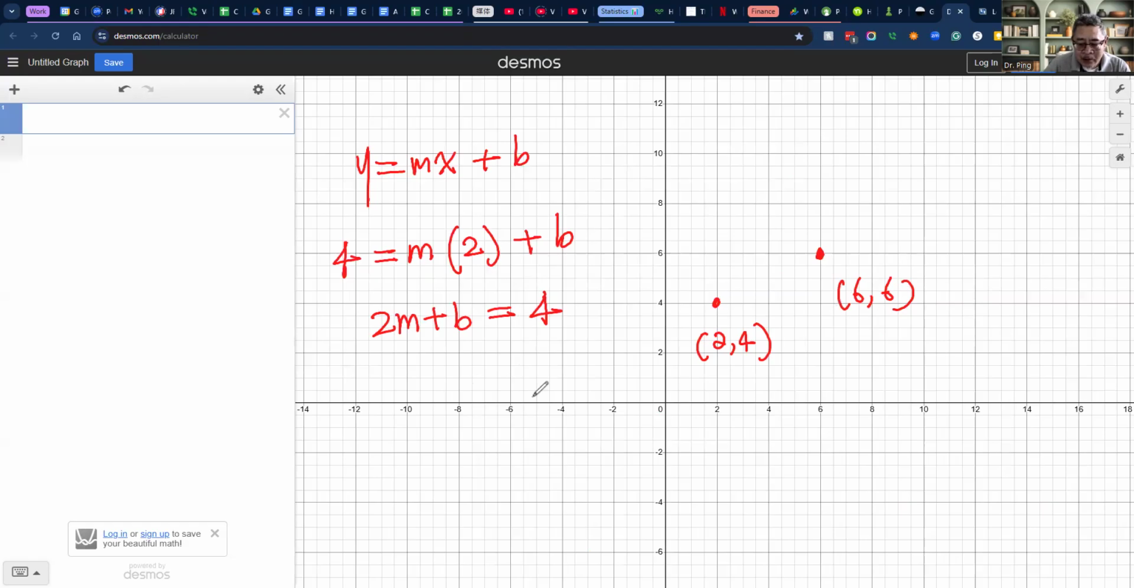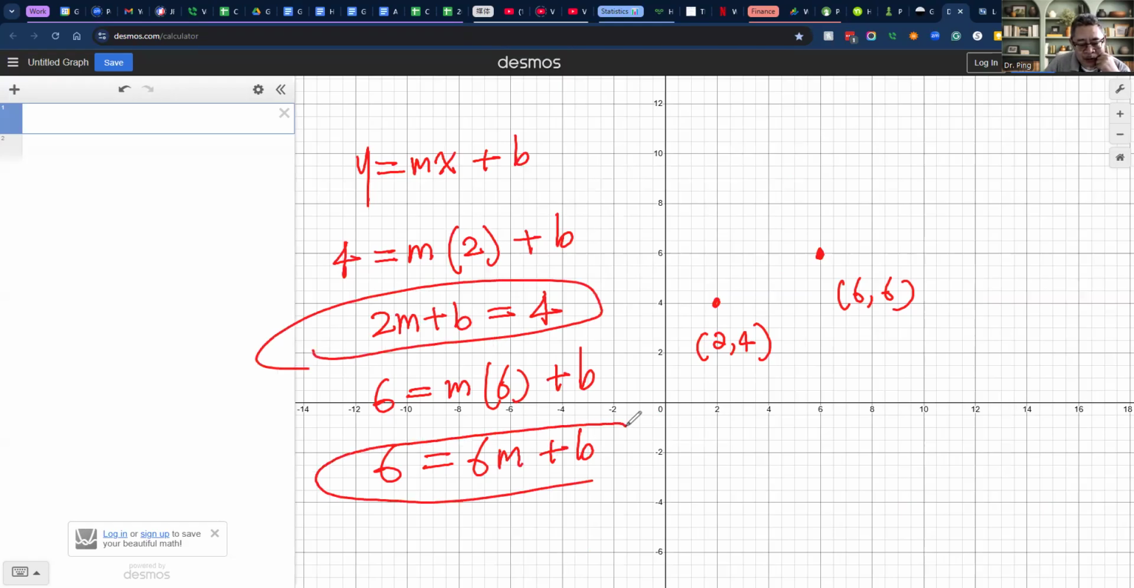And the other point, (6, 6). So we got 6 equal to m times 6 plus b, so 6 equal to 6m plus b. Okay, so now we got 2 equations, and this is something called a system of equations. We got 2 variables, 2 equations. So we are going to use 2m plus b equal to 4, and 6m plus b equal to 6. Okay, make sure this is b, and so not 6b. So how do we solve a problem like that?